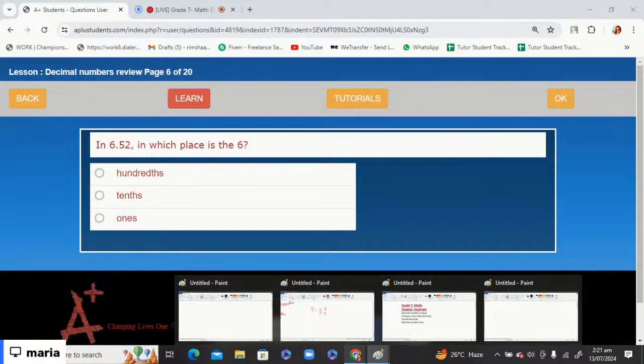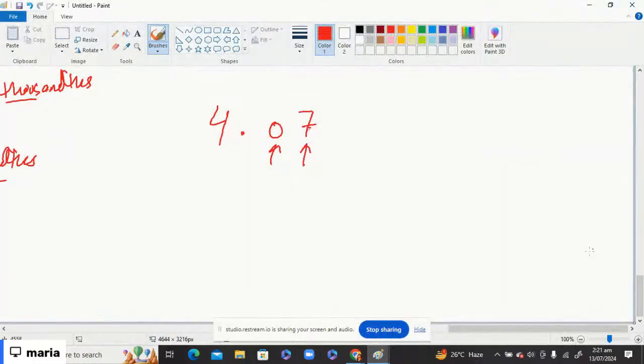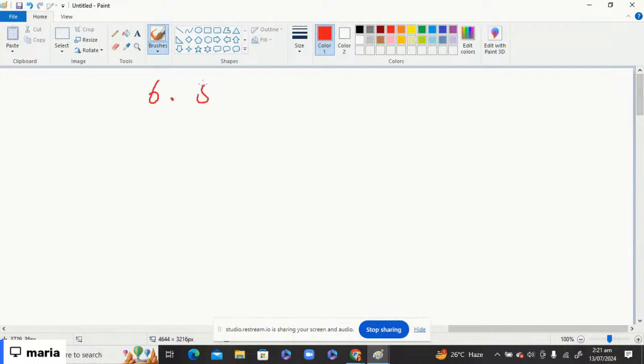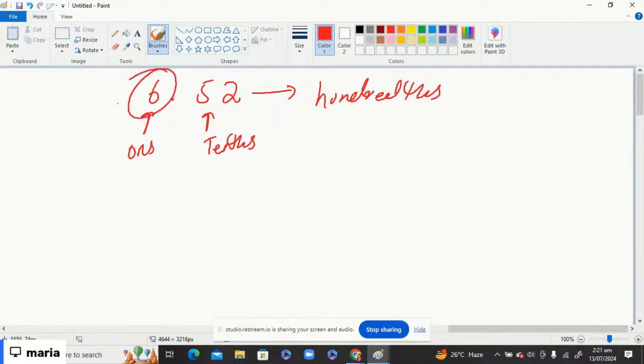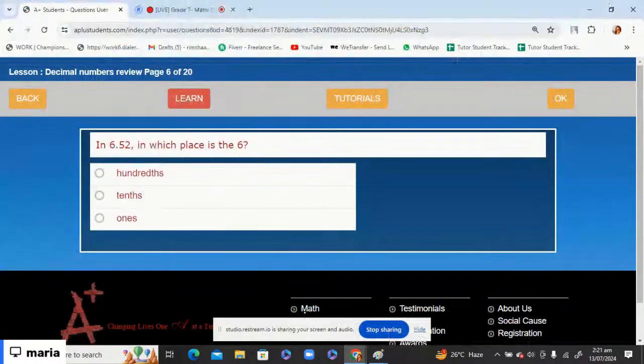So what's the question? 6.52. So this is ones, here it's tenth, and it's hundredth. So what is in the ones place? The 6 is in the ones place. So we mark it here. Your 6 is in the ones place. Okay.